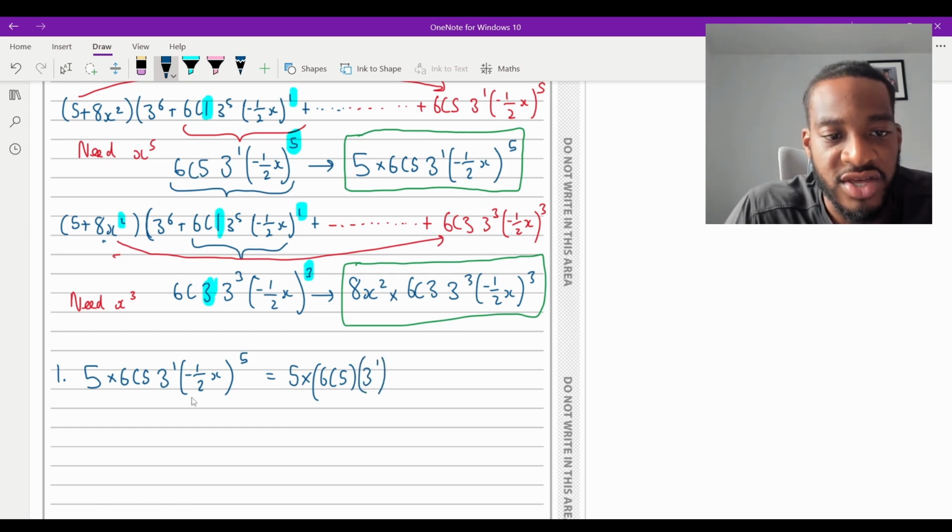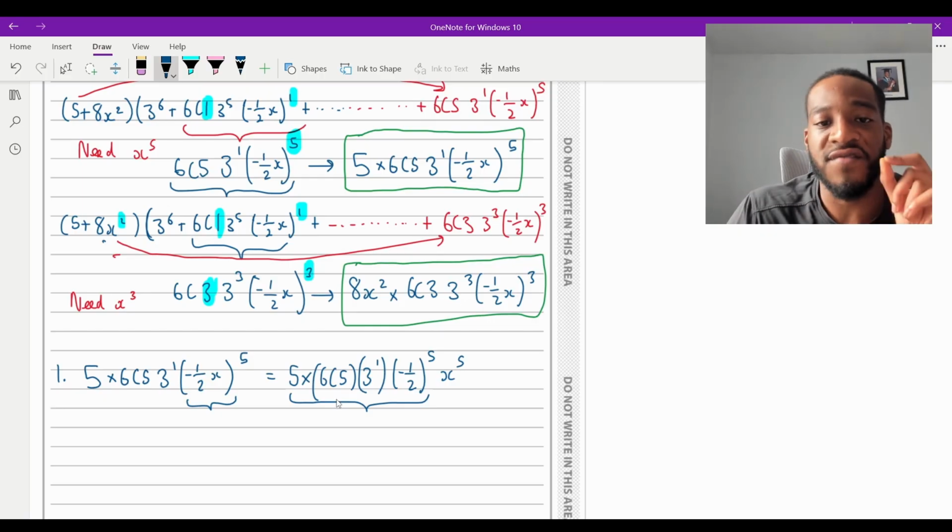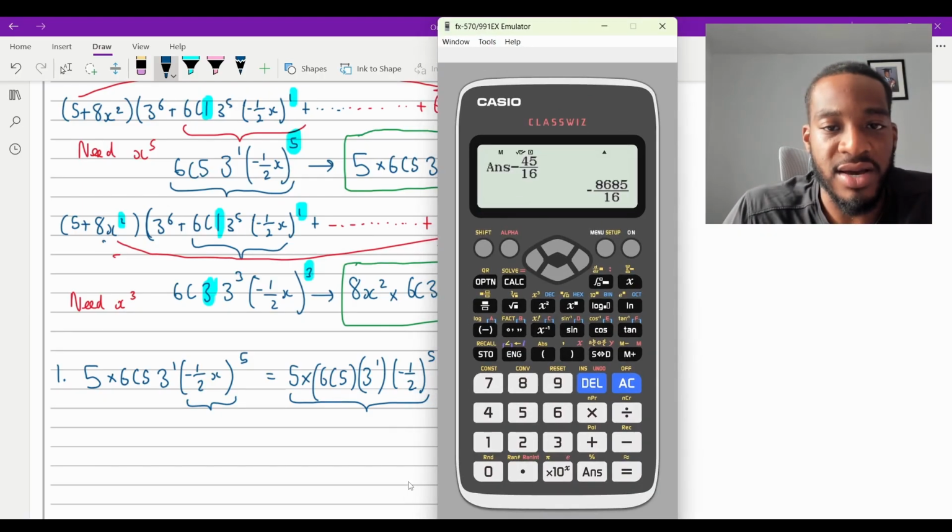And then remember this one right here, we can just expand this. This is just going to be minus a half, right, to the power of 5. And then it's going to be x to the power of 5, isn't it? And that way, this here becomes my coefficient. So all I need to do now is just punch this into the calculator. That will give me the coefficient for that term. So I'm going to do that.